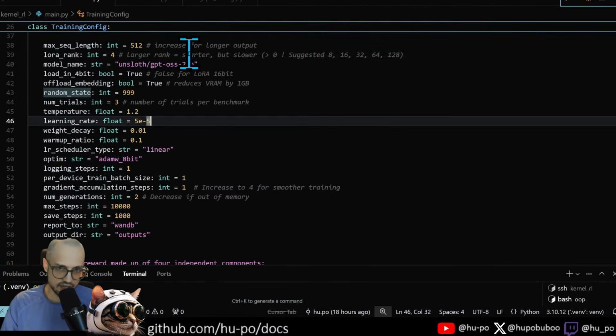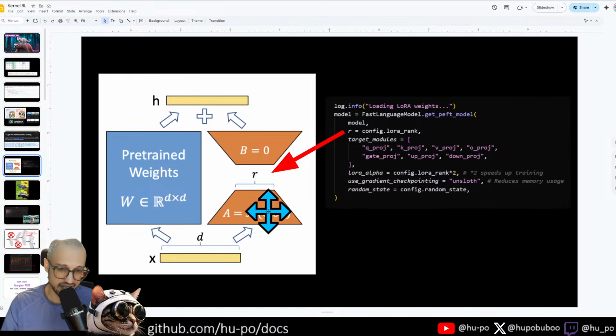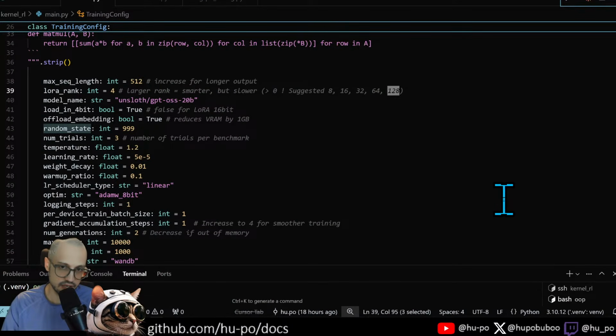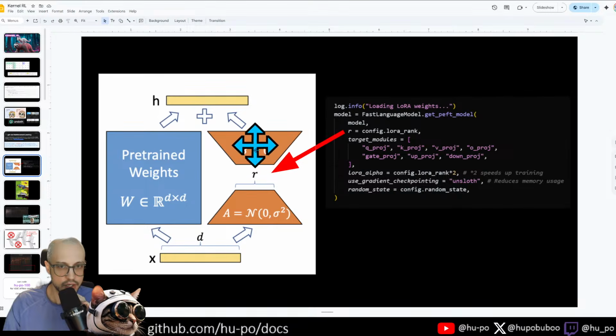somewhat determines the intelligence, I guess. If you have a very small LoRA rank, your bottleneck is very, very tiny, which means the intelligence of this is probably not going to be as much as if your bottleneck is larger. But the larger you make that bottleneck, the more weights there are going to be in A and B, the bigger the gradient is going to be, and the bigger the optimizer state is going to be.